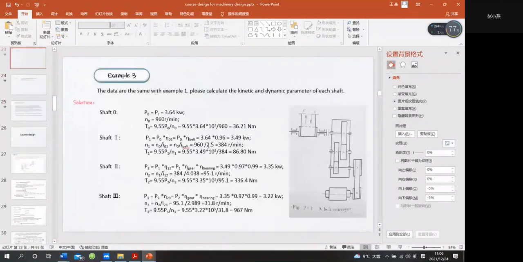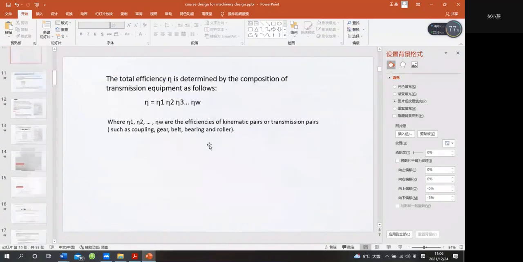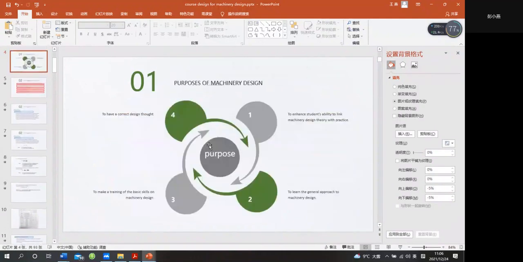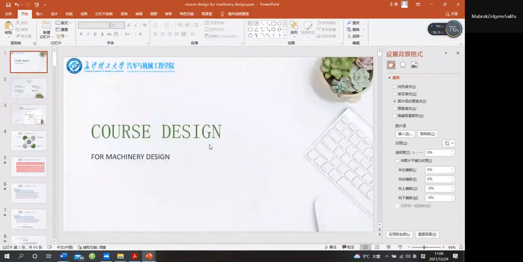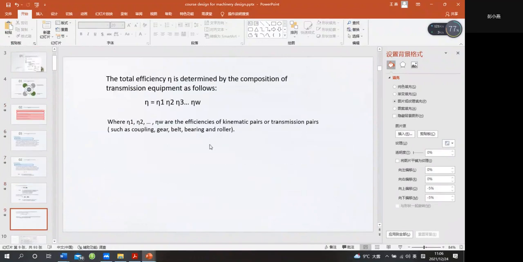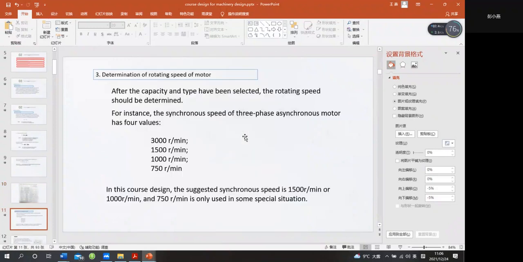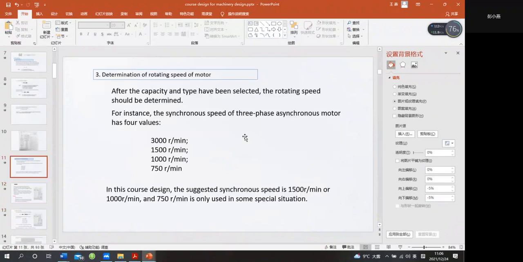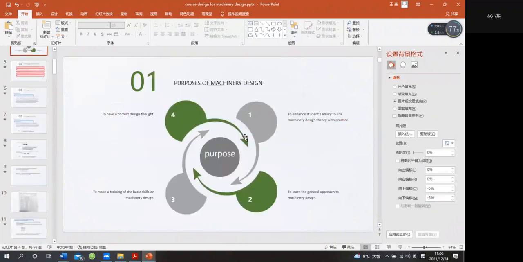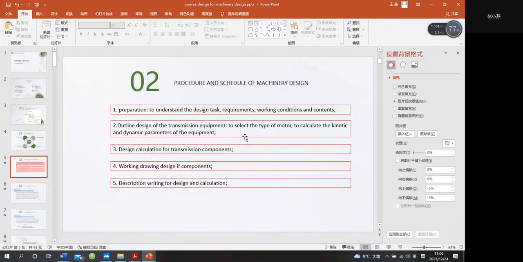And so actually the course design, we are making two shafts. Is it because you said we should do high speed, right? But the example you gave us, is it high speed? Yeah, the example I give you is the high speed. Okay. It's the high speed shaft. You can refer to the calculations. Okay. This is for the course design.